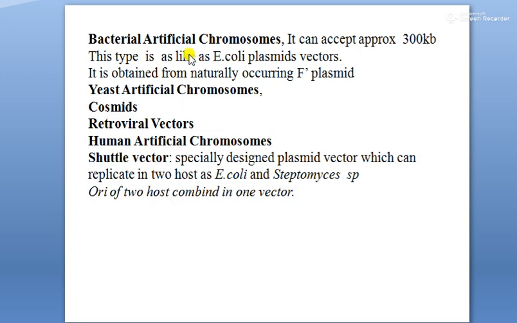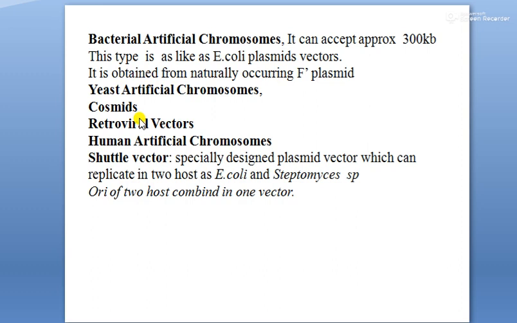And the next one is bacterial artificial chromosomes. It can accept approximately 300 kb, that means kilobase pairs. This type is much like E. coli plasmid vectors. That means the characteristics of bacterial artificial chromosomes are similar to E. coli plasmid vectors. It is derived from the naturally occurring F plasmid. And the next one is yeast artificial chromosomes. Yeast is a fungus, so these are fungal artificial chromosomes.